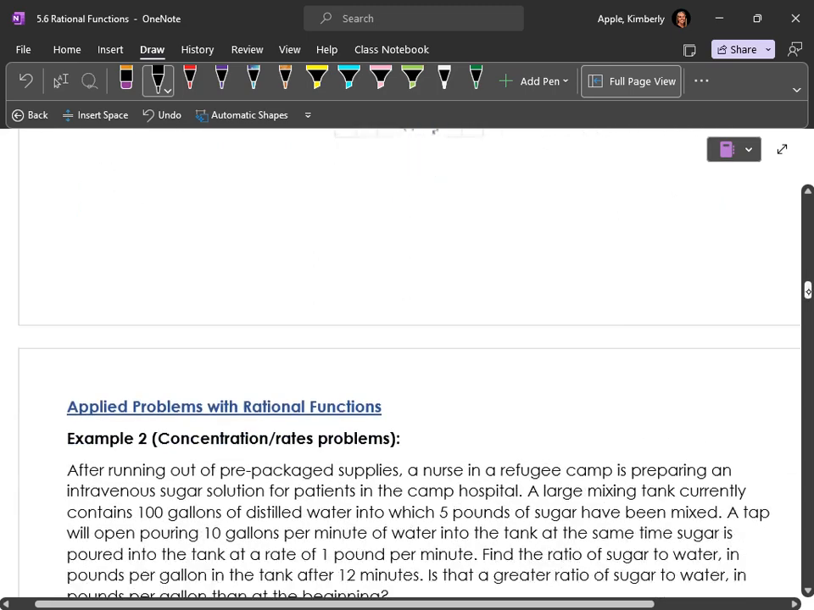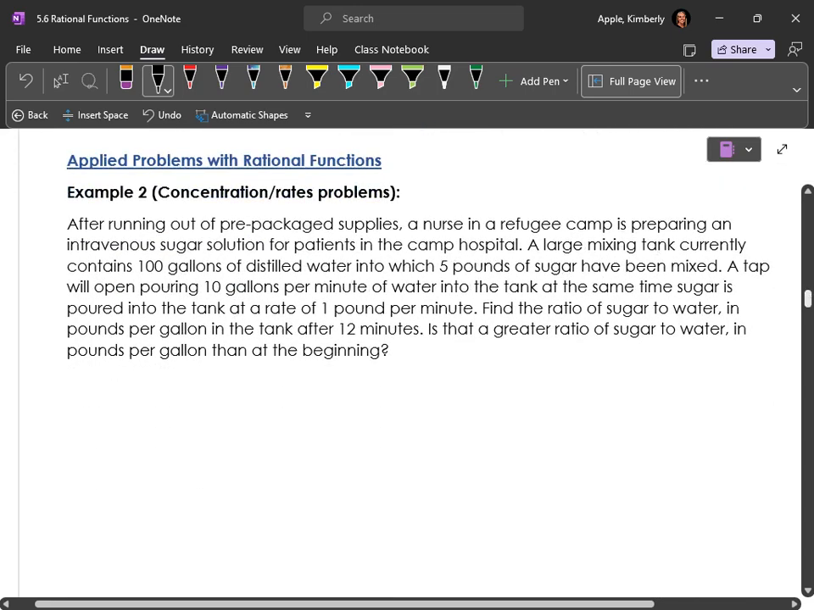So moving on, applied problems with rational functions. In general, we use related rates or concentration problems. So if you want to take a second and pause the video and read this paragraph so you can follow what I'm talking about, that would be extremely helpful instead of me just reading it to you. All right, so hopefully you've read that.